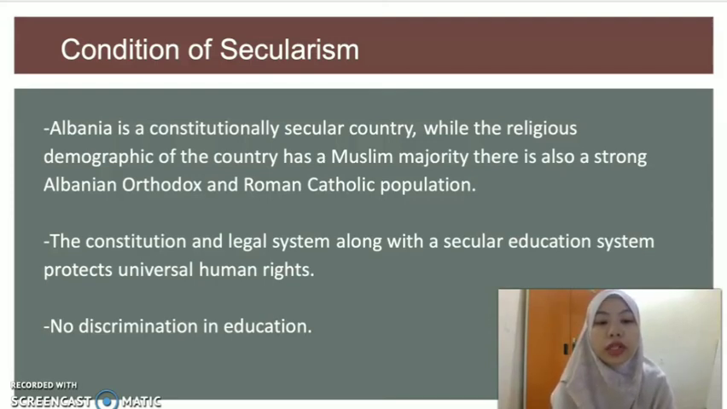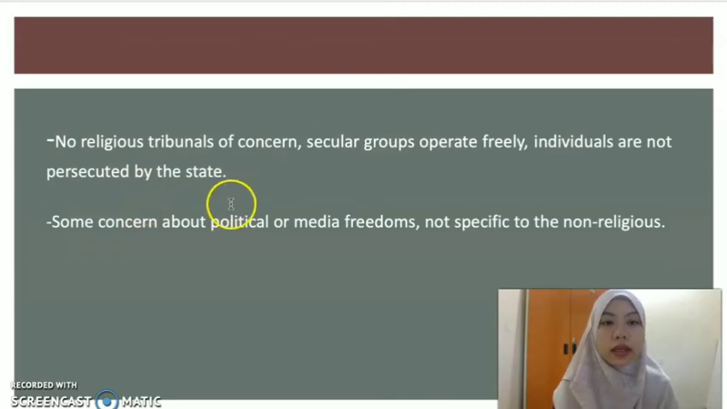Next, there is no discrimination in terms of education and children's rights. Next, there are no religious tribunals of concern. Secular groups operate freely. Individuals are not persecuted by the state. And the last point is some concern about political or media freedoms not specific to the non-religious, in terms of freedom of expression and advocacy of human values itself.